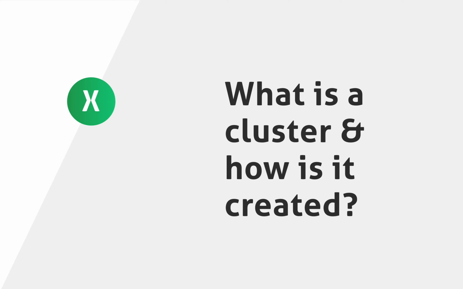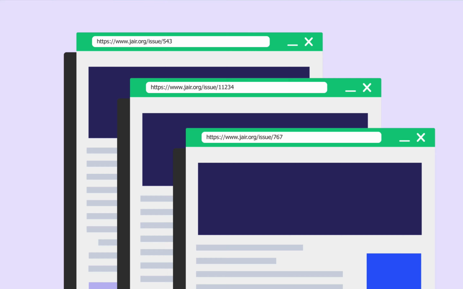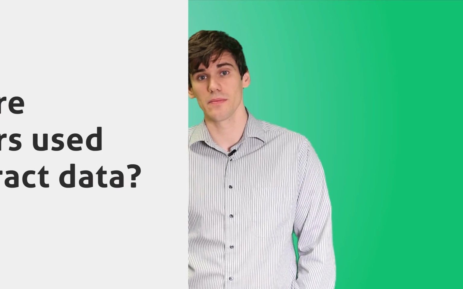So what is a cluster anyways, and how are they created? A cluster is a set of pages with similar URL patterns that also look visually similar because they share the same structural layout. This shared layout is important to keep in mind because it is key to how RSX functions. RSX's default clustering strategy is based on analyzing URLs. If a set of pages share similar URLs, RSX will tend to group them in the same cluster.